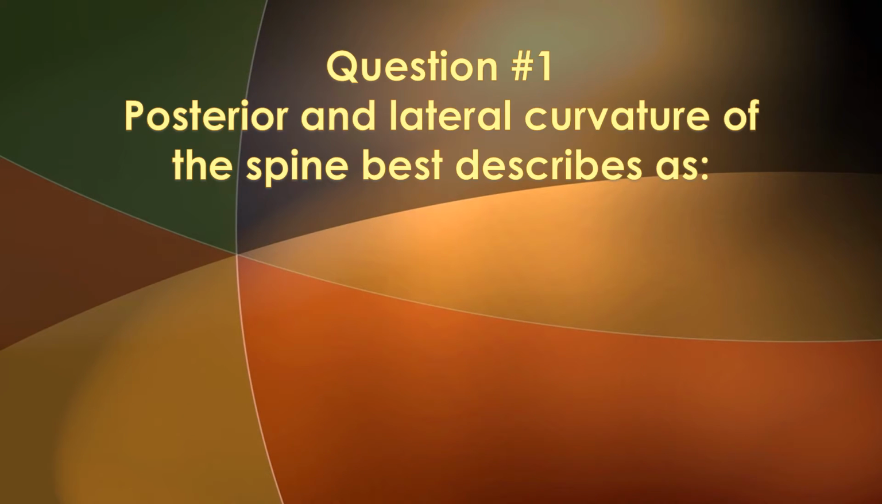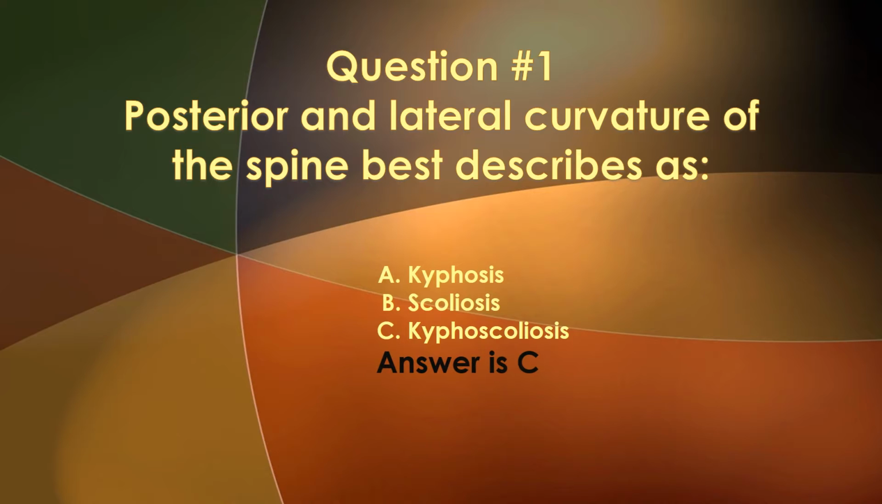Question number 1. Posterior and lateral curvature of the spine is best described as A. Kyphosis, B. Scoliosis, or C. Kyphoscoliosis. If you guess C, you are correct.